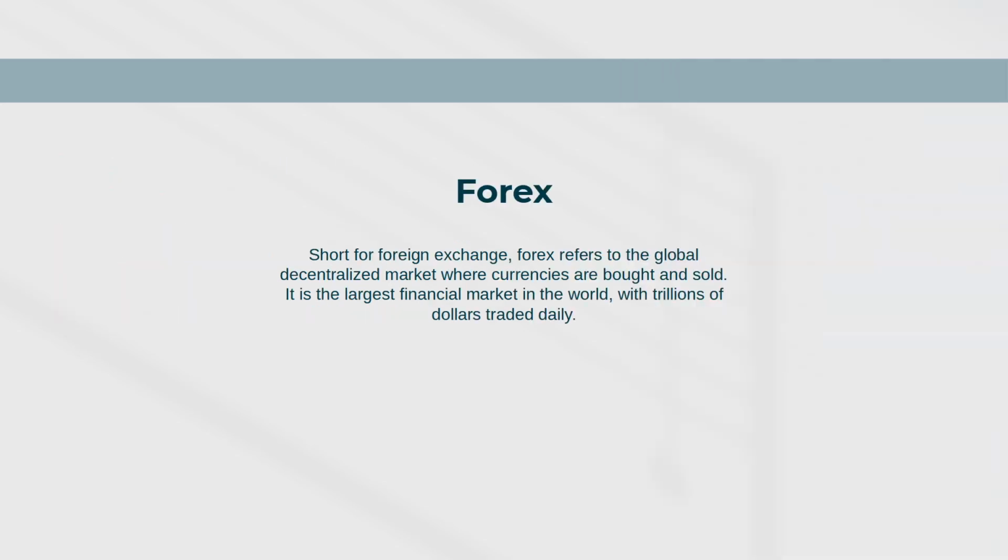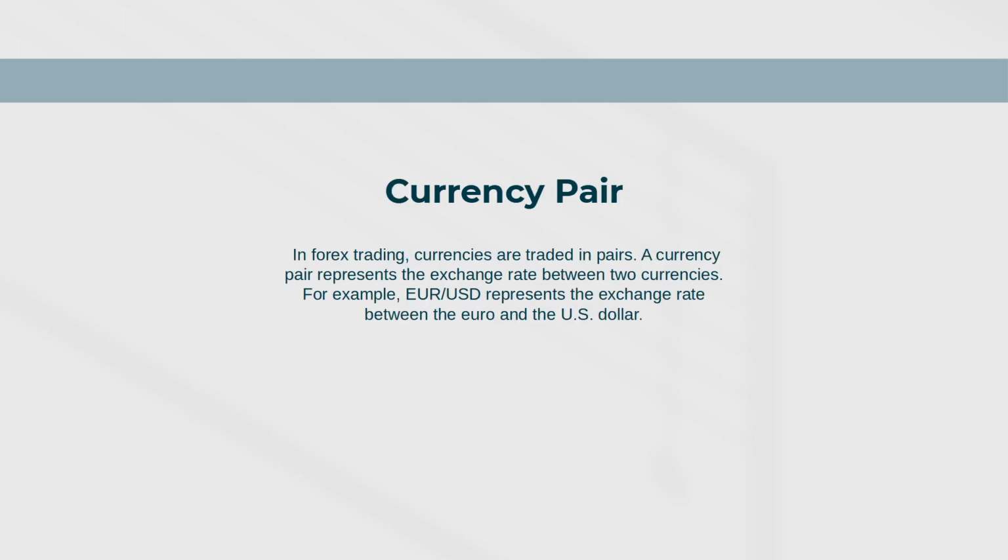Forex. Short for foreign exchange, Forex refers to the global decentralized market where currencies are bought and sold. It is the largest financial market in the world, with trillions of dollars traded daily. Currency pair. In Forex trading, currencies are traded in pairs. A currency pair represents the exchange rate between two currencies. For example, Euro-USD represents the exchange rate between the euro and the US dollar.